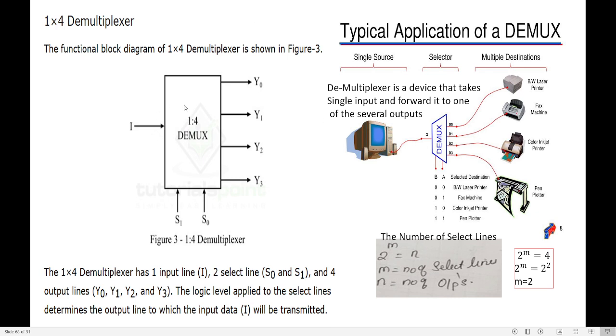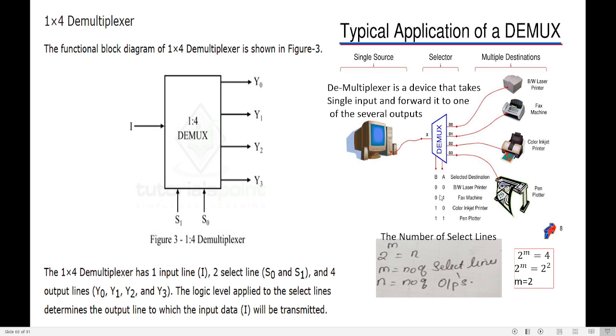A demultiplexer is also called demux. It is a device which is used to take a single input and forward that single input to any one of the several outputs. That is why a demultiplexer is called one to many. It takes a single input and forwards it to any one of the several outputs. That is very important. It will forward only the input to one of the several outputs.